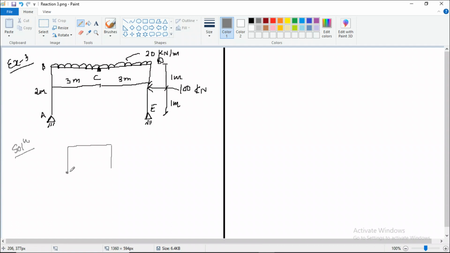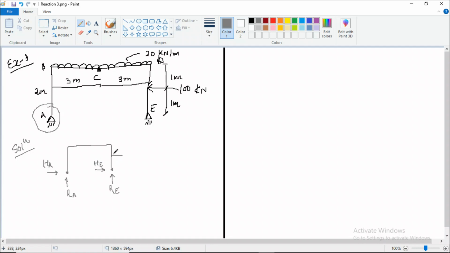So this is A point, this is E point. Both the supports are hinge supports. So on both the sides we have 2 reactions. At this point we have Ra, and let us assume that we have a Ha in this direction. Similarly, at E point we have Re, and let us assume that we have He in the same direction.